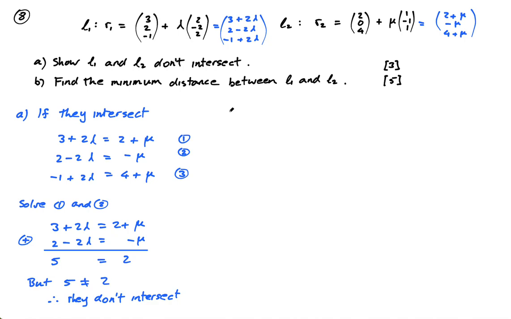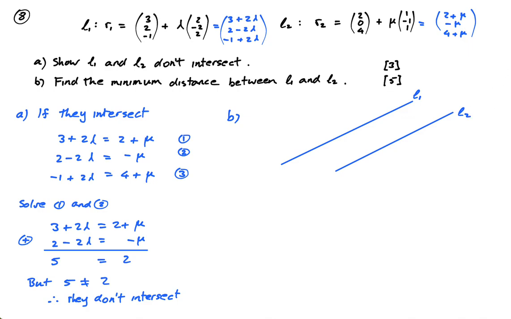Anyway, that's part A. Part B. Find the minimum distance between L1 and L2. Right, in these examples, guys, I like to draw my lines. So I'm going to draw two lines. They don't have to be parallel, but these are parallel, so I am going to draw parallel lines. Let me give it a bit more space, like this. So let's say this is L1. Let's say this is L2.